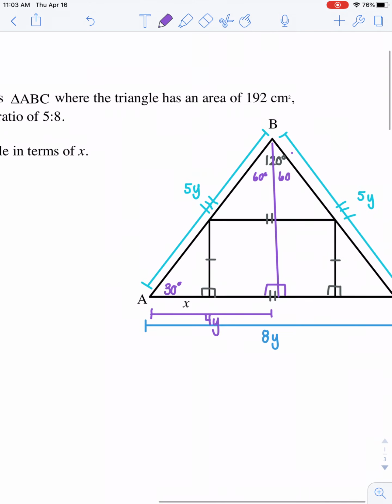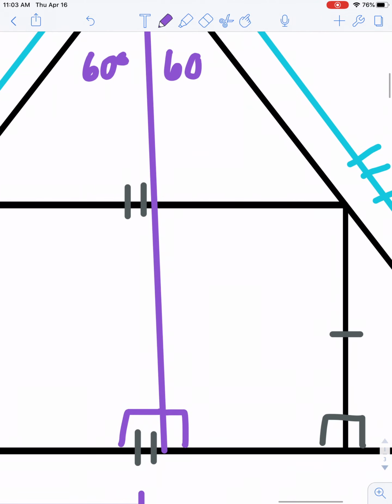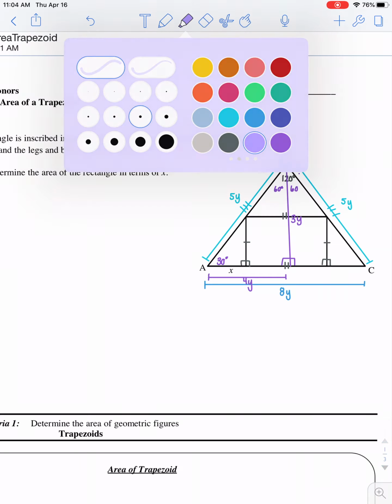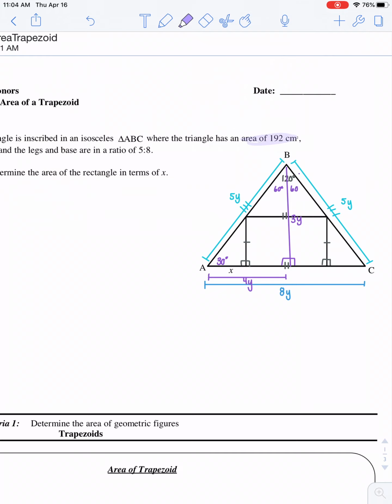But first, let's try and figure out what we could label our height. Oh, well, it's a right triangle, and it's a triple, so a 3, 4, 5. So my height, or altitude, is going to be 3y. I now have the height and the base of the triangle in terms of y, and they also gave me the area of this triangle.